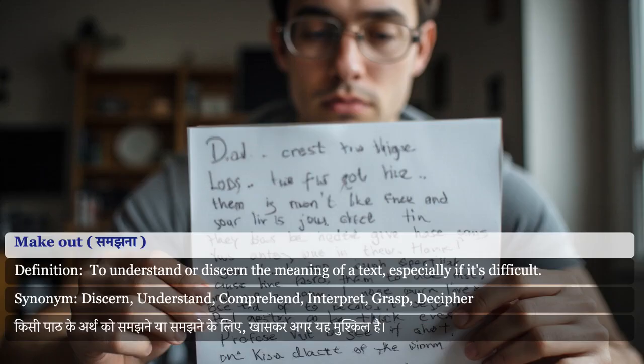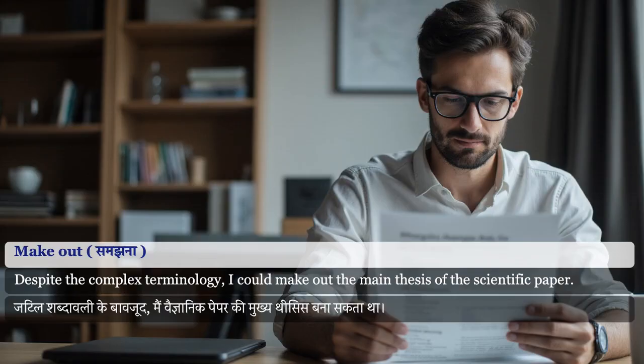Make out. To understand or discern the meaning of a text, especially if it's difficult. Synonyms: discern, understand, comprehend, interpret, grasp, decipher. Despite the complex terminology, I could make out the main thesis of the scientific paper.